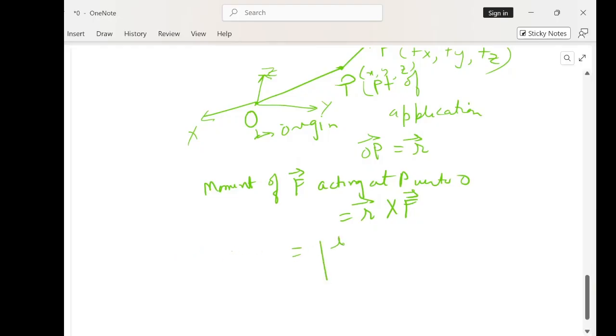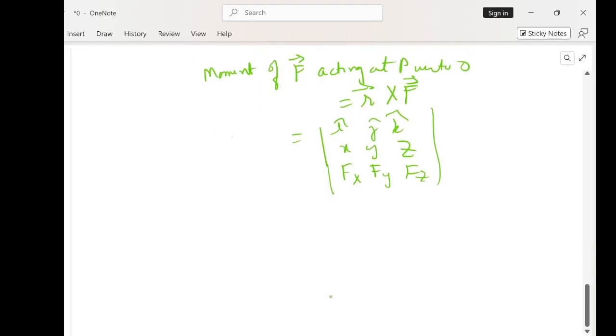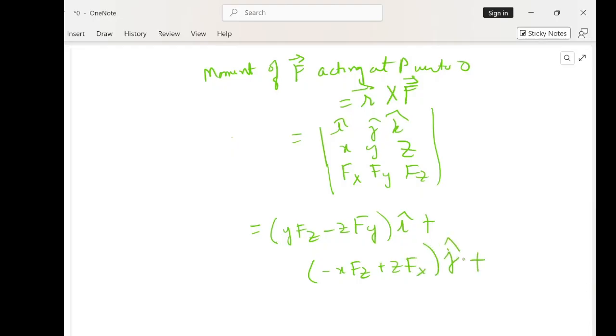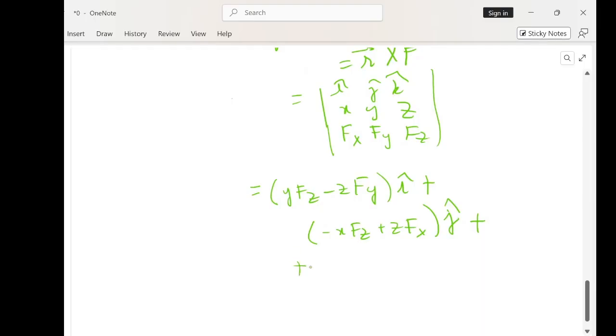So I can write it as the determinant of i, j, k; x, y, z; and Fx, Fy, Fz, so that you can easily find out these three components. What are the components? (yFz minus zFy) along the x-axis, that means i, plus (zFx minus xFz) along the y-axis, that is j. The last one is (xFy minus yFx) along the z-axis, that means k. Okay, so this is the moment with respect to a point.